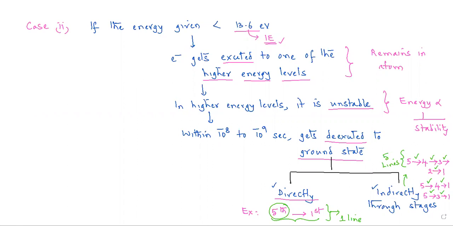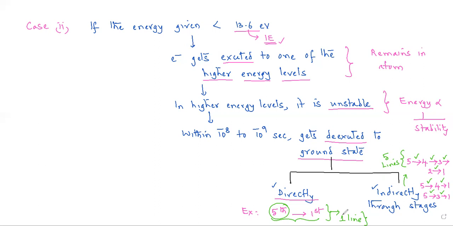When it goes indirectly through stages, you will have different possibilities. But the only thing to be noted is, when the electron gets de-excited directly to the ground state, you get just one line. Whereas when it goes indirectly, then you get more than one line. So that is, of course, very interesting.